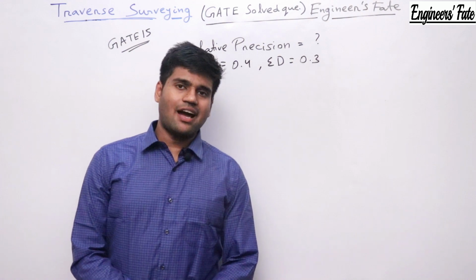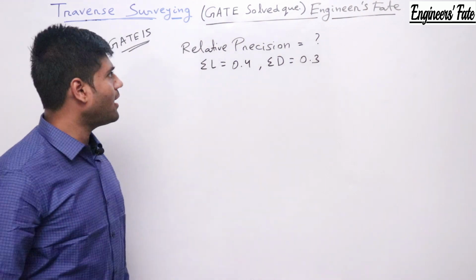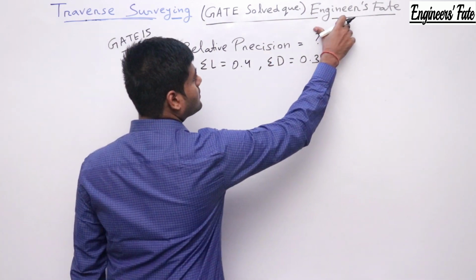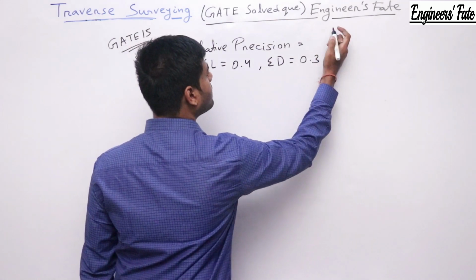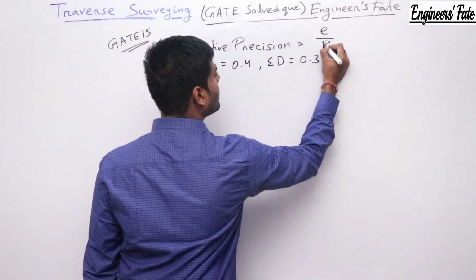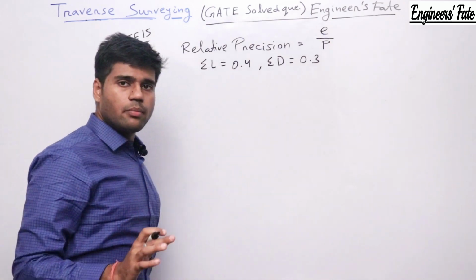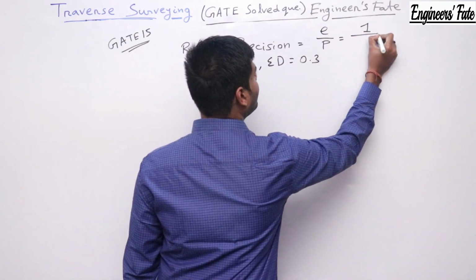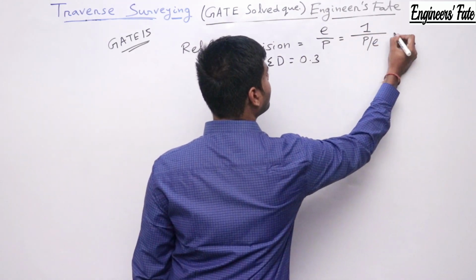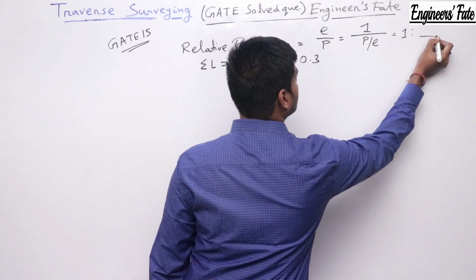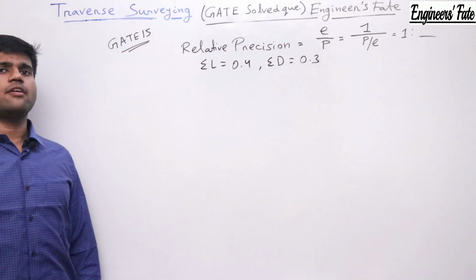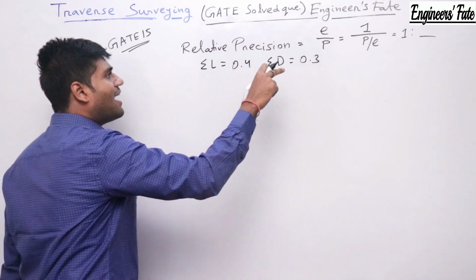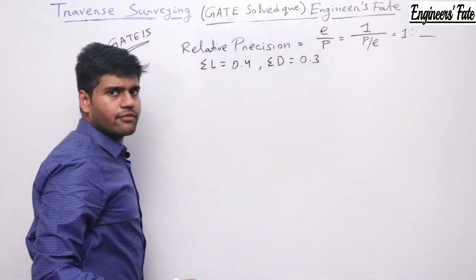So this is the question asked in GATE 15, and in the question he has asked what is the value of relative precision. As I have discussed, relative precision is error E divided by perimeter of the traverse. We normally denote this relative precision as 1 in something, so 1 divided by P divided by E, that is 1 is to something. I hope you have watched my first video, that is scale in surveying. In that video I have discussed these things very clearly.